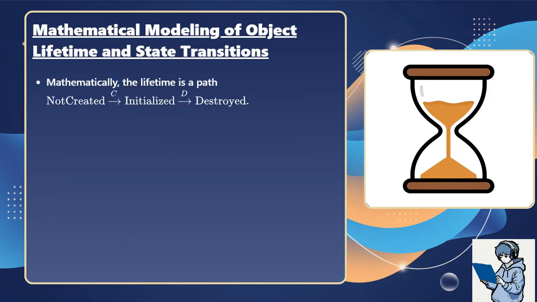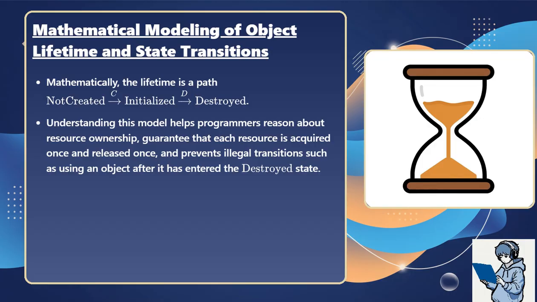Mathematically, the lifetime is a path: not created → C → initialized → D → destroyed. Understanding this model helps programmers reason about resource ownership, guarantee that each resource is acquired once and released once, and prevents illegal transitions such as using an object after it has entered the destroyed state.